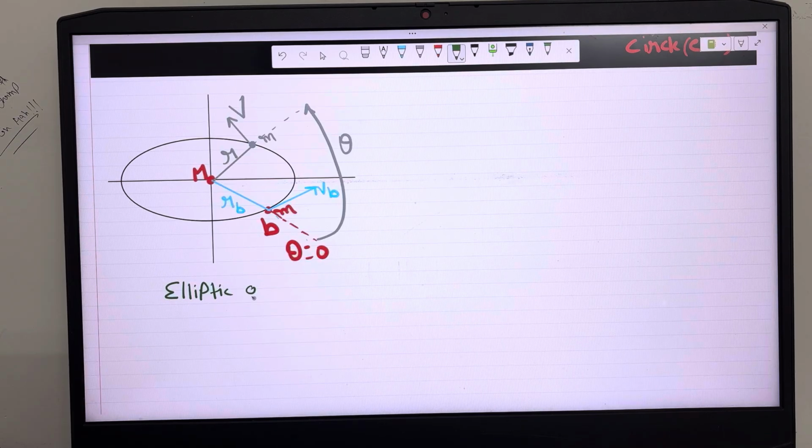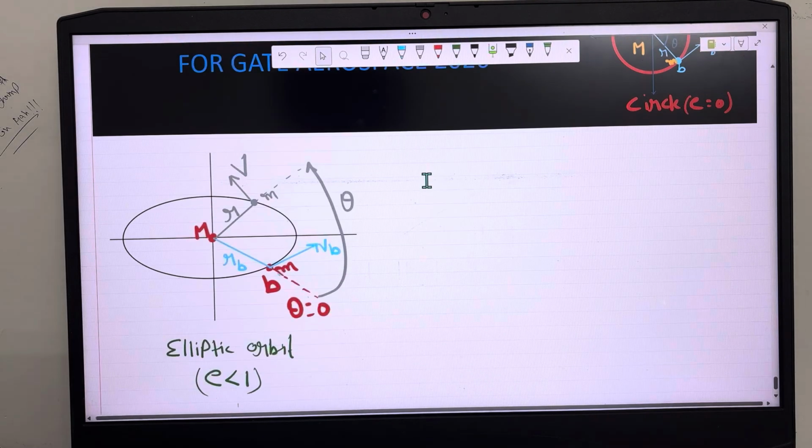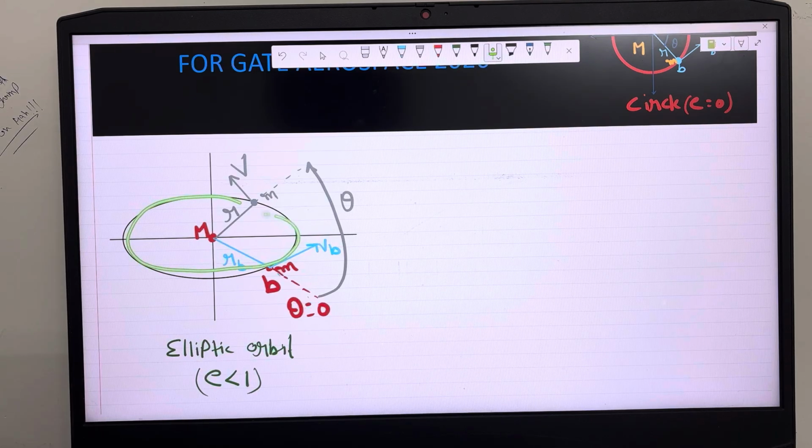Elliptic orbit, where the eccentricity is less than 1. That means the eccentricity of a conic. Again I'm saying, let's suppose initially the orbit was this. If I want to increase my velocity and go from one point to another point, I have to burn the fuel so that I can gain the burning velocity and increase my speed as well as my height.